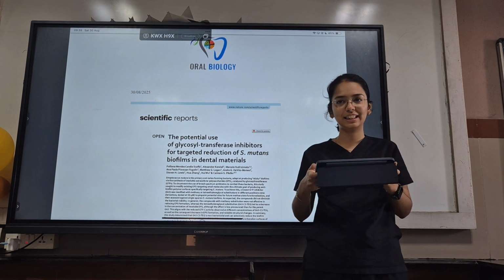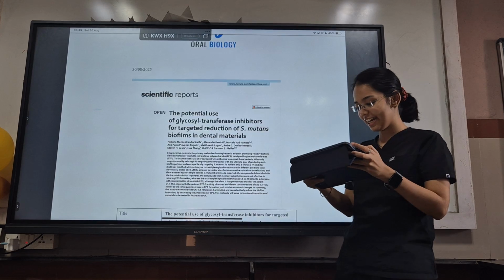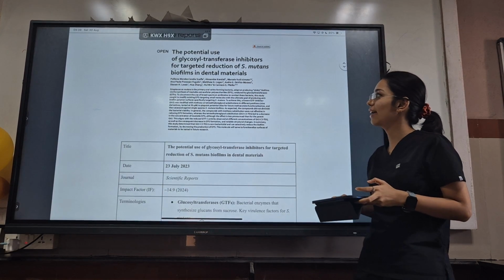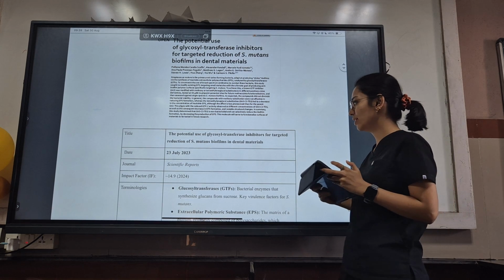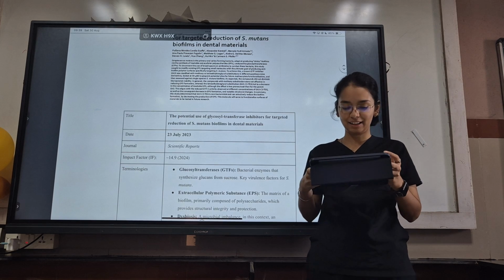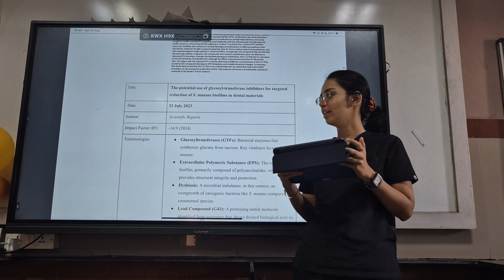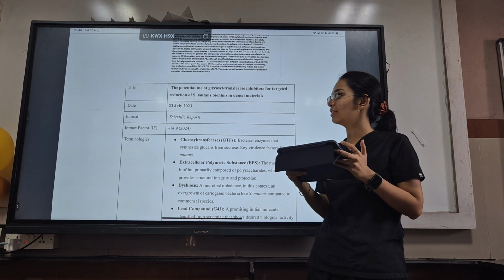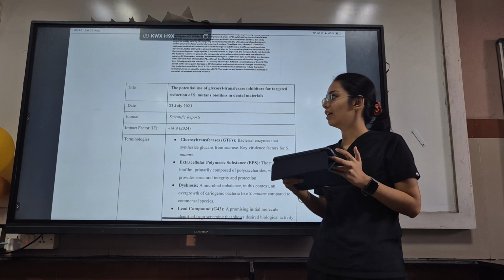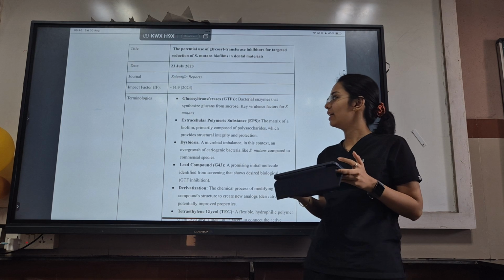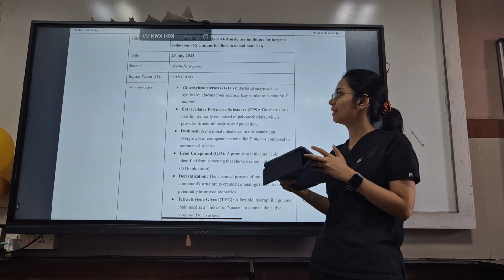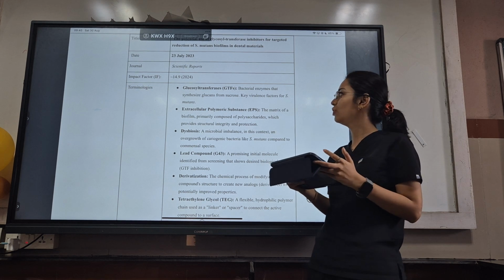So today I will be presenting my journal titled The Potential Use of Glycosyl-transferase Inhibitors for Targeted Reduction of Streptococcus mutans Biofilms in Dental Materials. This article was published in the journal Scientific Reports, which had an impact factor of 14.9 in the year 2023. So the terminologies we'll have to know before moving on: first, the glycosyl-transferases, GTFs.